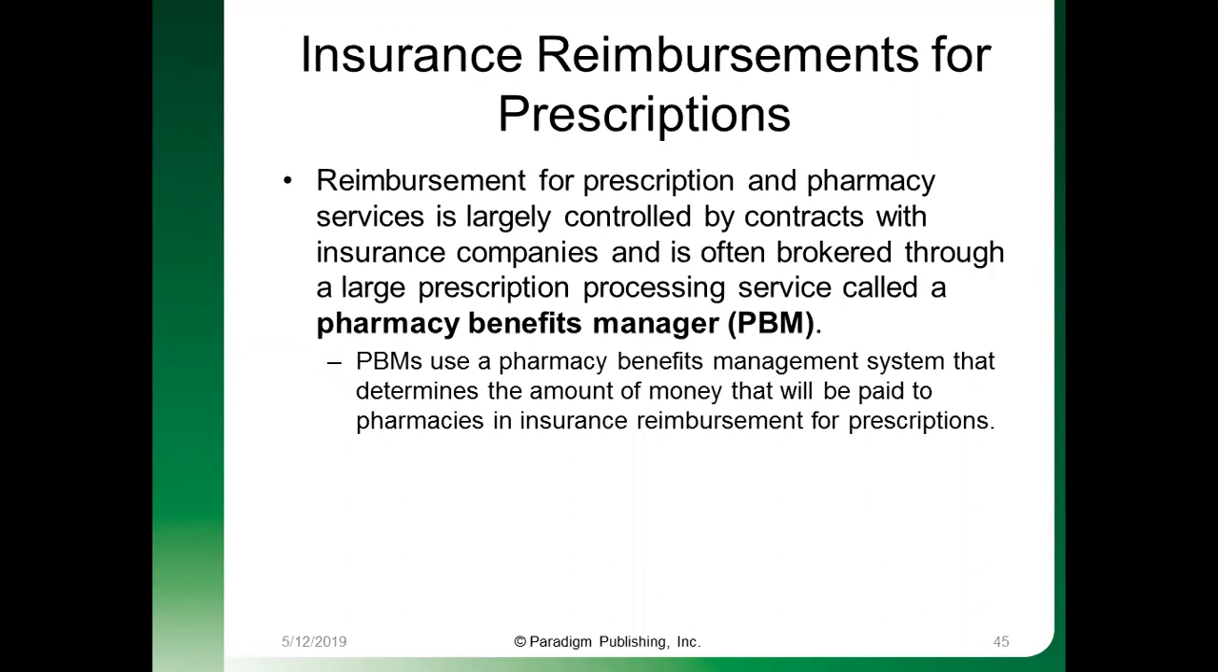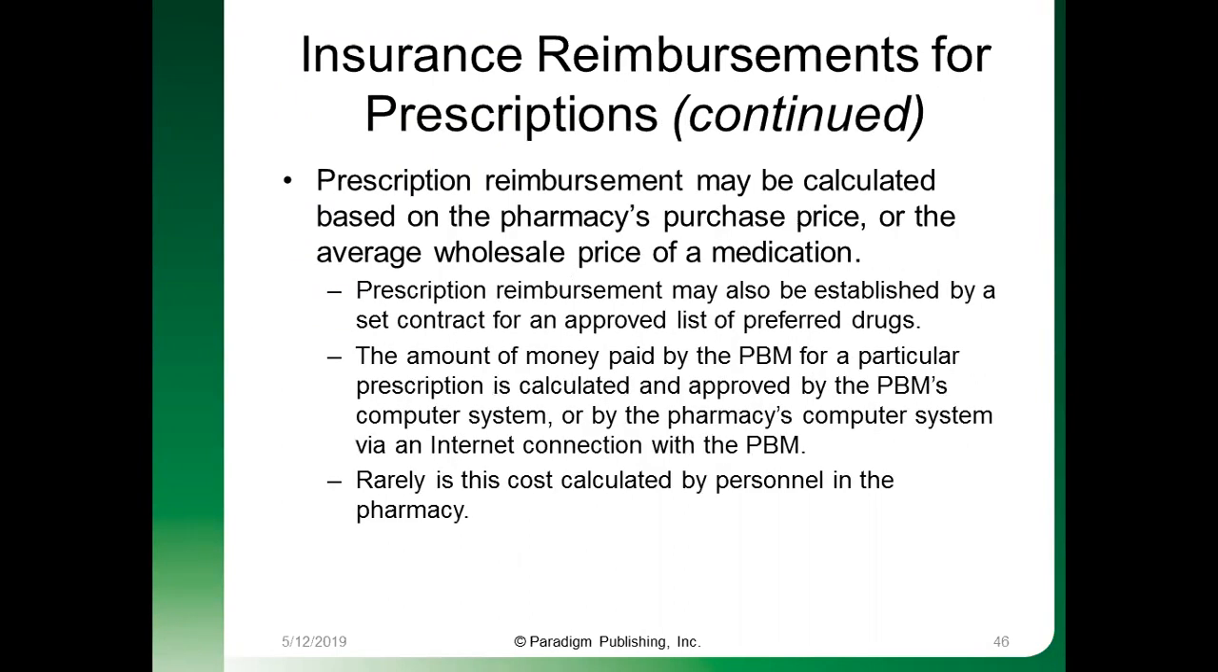So PBMs use a pharmacy benefit manager system that determines the amount of money that will be paid to a pharmacy in insurance reimbursement for prescriptions. Prescription reimbursements may be calculated based on the pharmacy's purchase price or the average wholesale price of the medication. Prescription reimbursements may also be established by a set of contracts from an approved list of preferred drugs.